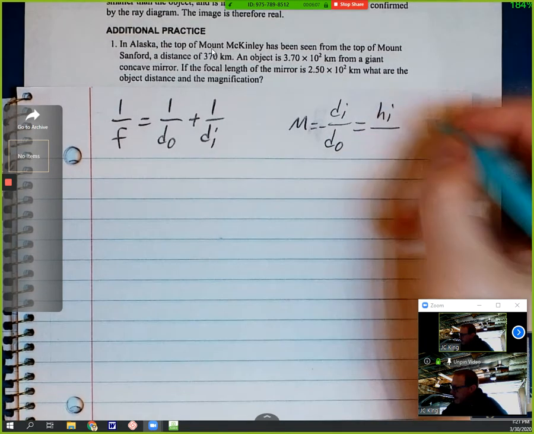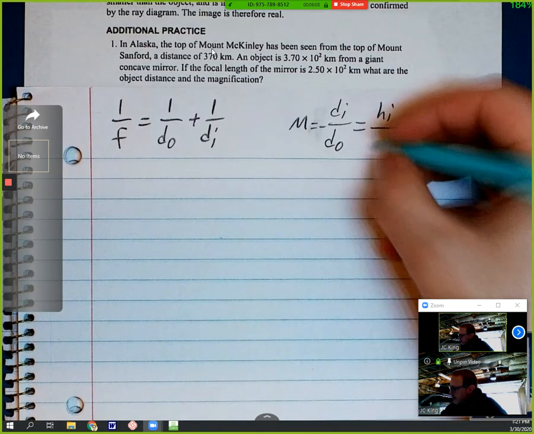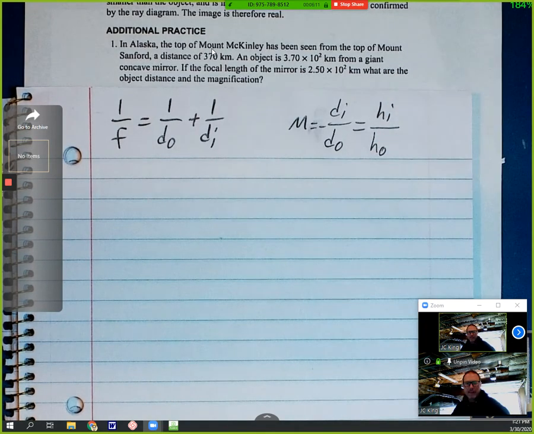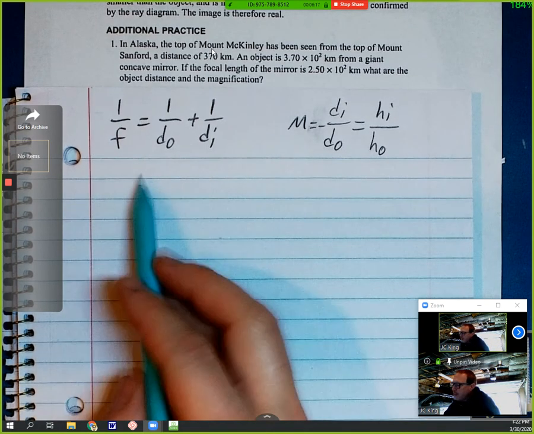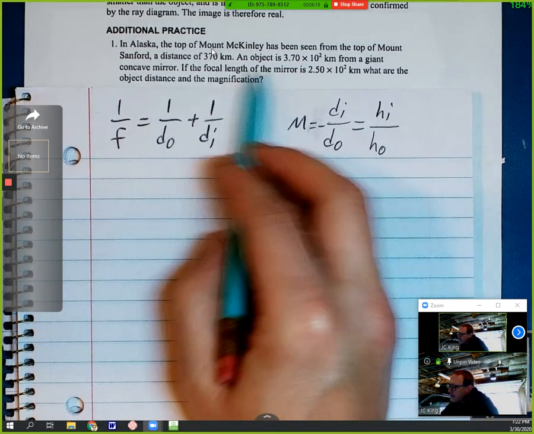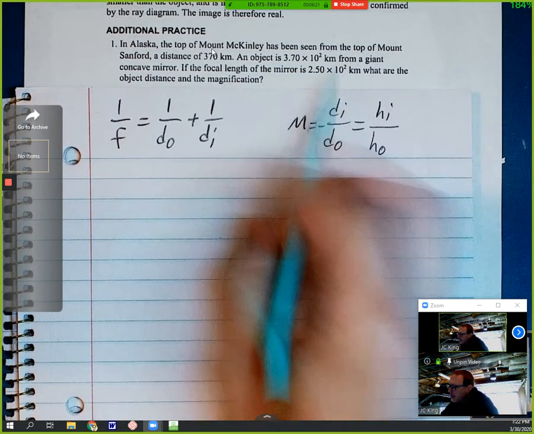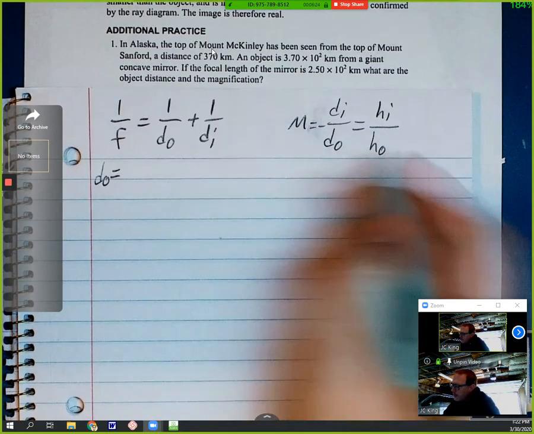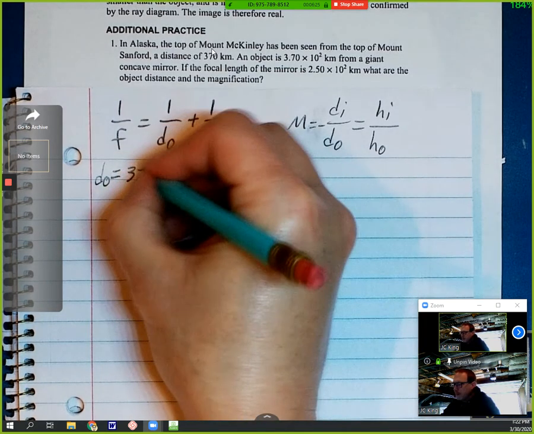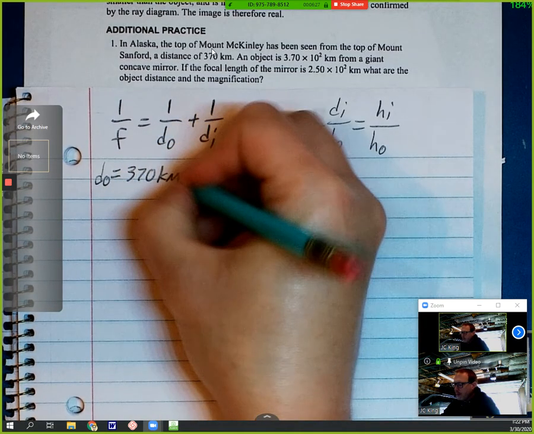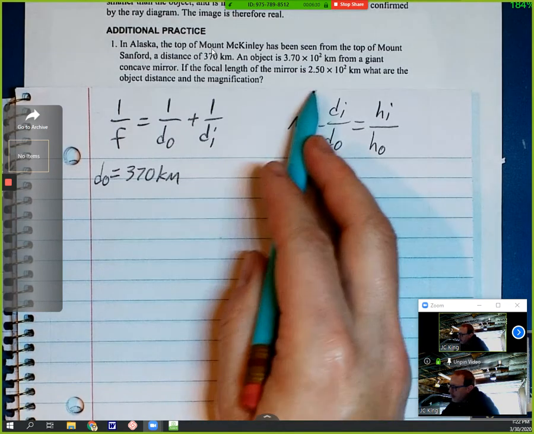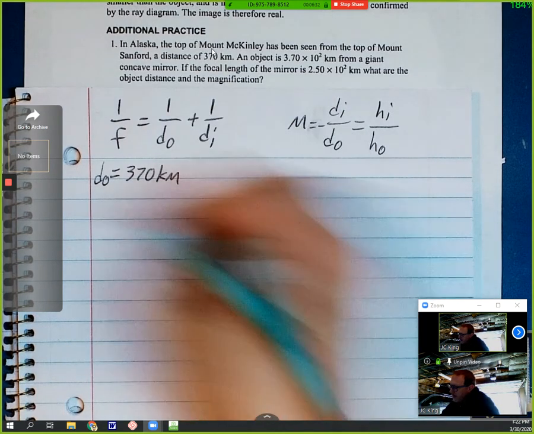As far as I know, over the height of my object. So let's take what they give us in the problem right here. They give us the distance of the object, so we know that our DO is equal to 370 kilometers. We know the focal length of our mirror is 250 kilometers, so F equals 250.